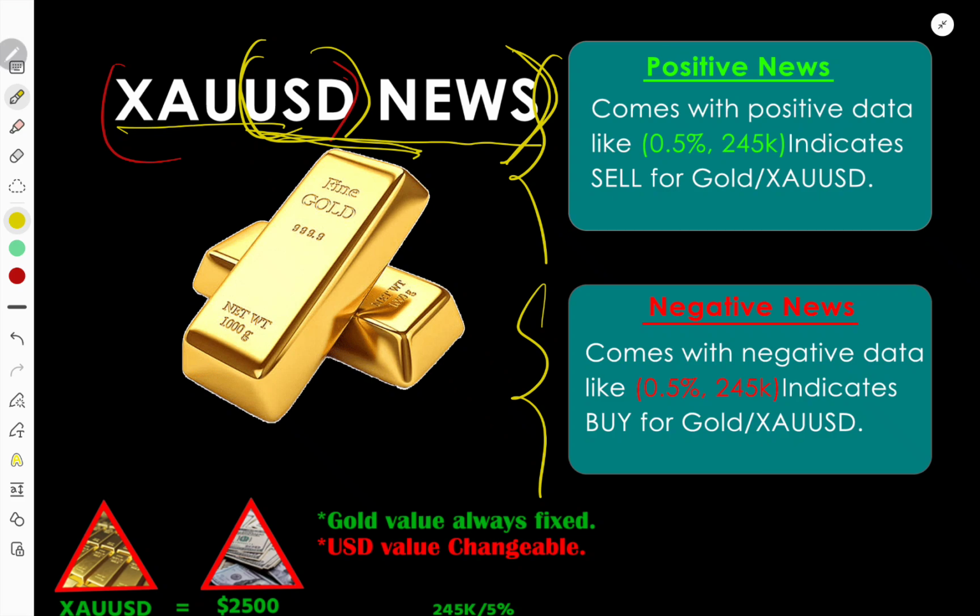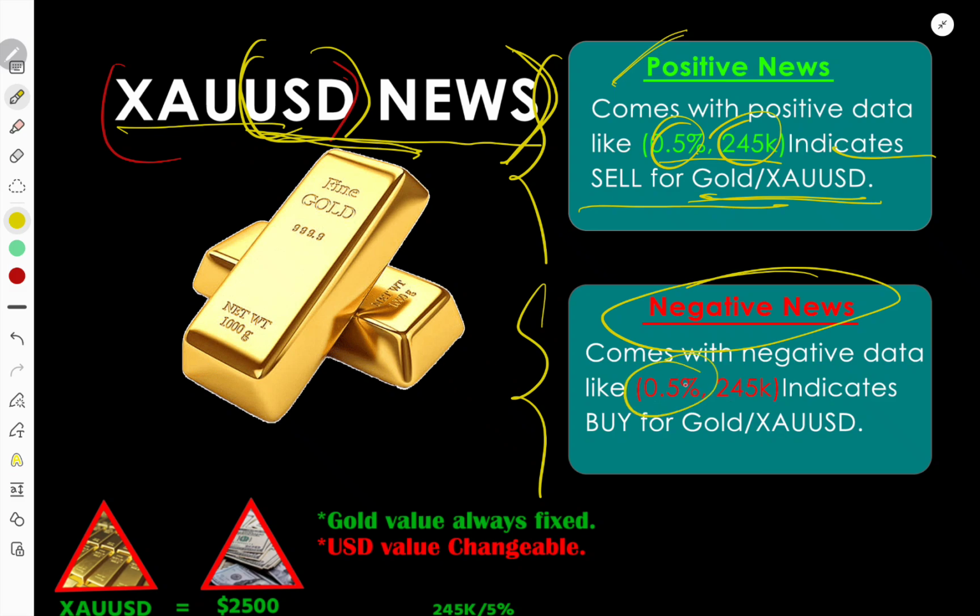As you can see there, if we get positive news from the market, and that means data comes with a positive value like 0.5% or 245k with a green sign, it indicates sell for USD, or rather indicates sell for gold. If we get negative news from the market and data comes with a negative value like red 0.5% or 245k with a red sign, it indicates buy for gold or XAUUSD. So you may ask me, Mr. Boom, why sell for green data or why buy for red data?